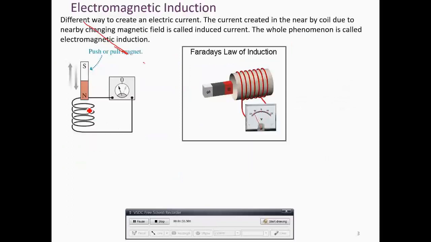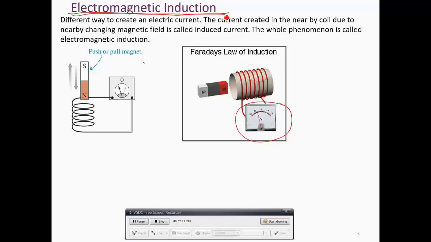So here's a simple coil of insulated wire, and if you insert a magnet in and out of the coil, you get some electrical current through the circuit. To detect the current, of course, you have to connect it to a current meter or voltmeter, and if you insert a magnet in and out, you see some deflection due to the induced current. It's called induced current, and this whole phenomenon is called electromagnetic induction. It's a very important phenomenon.